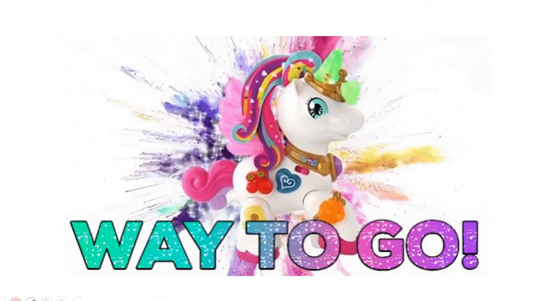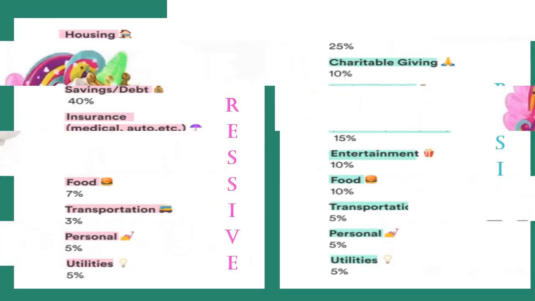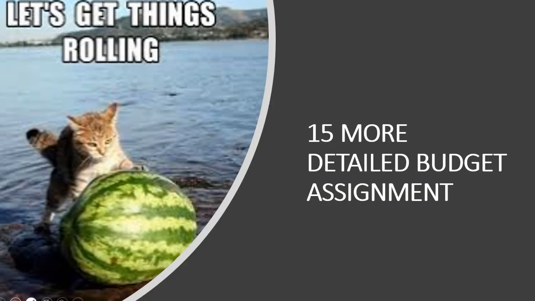Okay? So way to go. Nice job as you went through and did these problems. Good work by you. And so again, our focus is going to be using these lists for aggressive and basic, and then utilizing the formula to determine those monthly amounts for each. And so now we're going to get things rolling. We're going to work on the 15 more detailed budget assignment. Again, I expect the great work that I know that you guys can do.